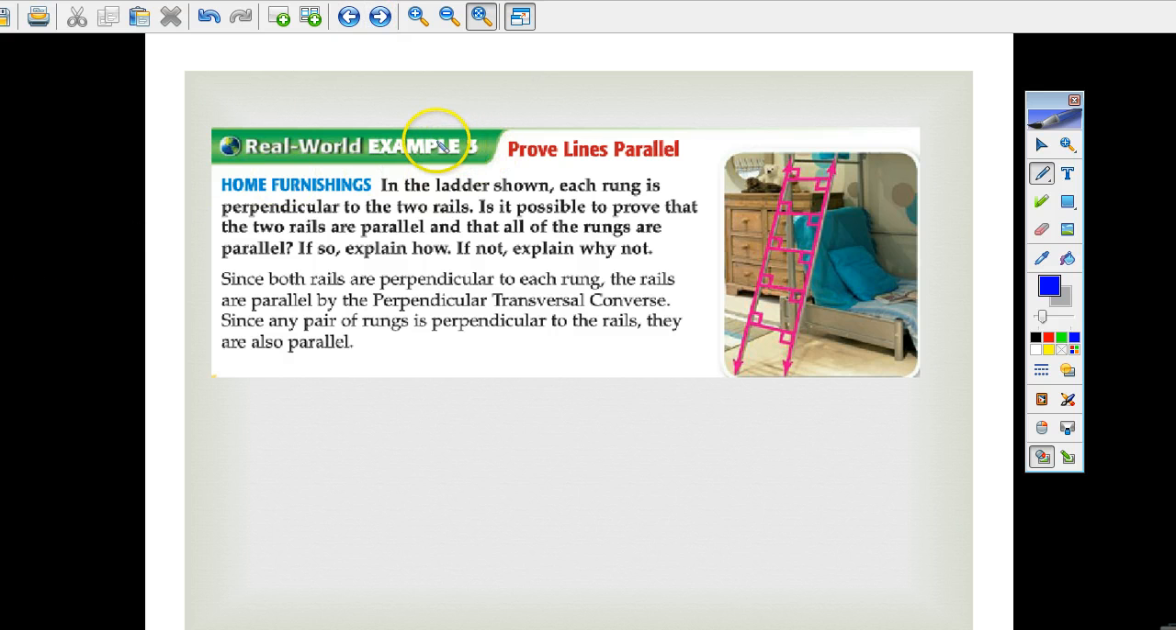Welcome back. Moving on to real-world example 3. Prove lines parallel. Home furnishings. In the ladder shown, each rung is perpendicular to the two rails. Is it possible to prove that the two rails are parallel and that all the rungs are parallel? If so, explain how. If not, explain why not. Since both rails are perpendicular to each rung, the rails are parallel by the perpendicular transversal converse. Since any pair of rungs is perpendicular to the rails, they are also parallel.